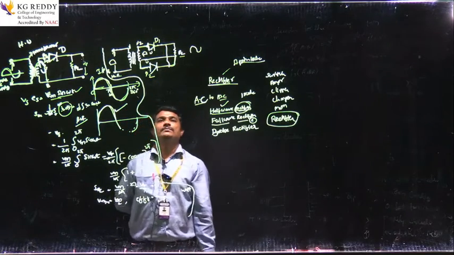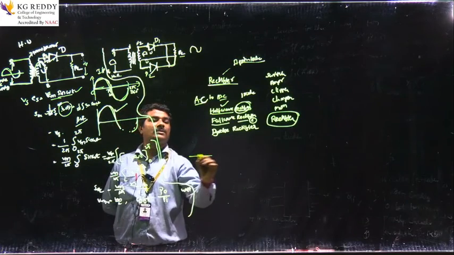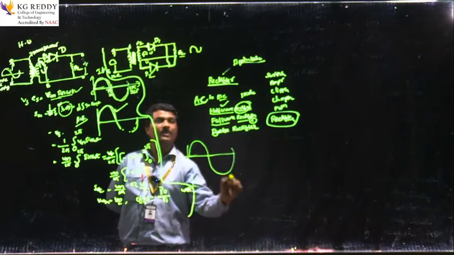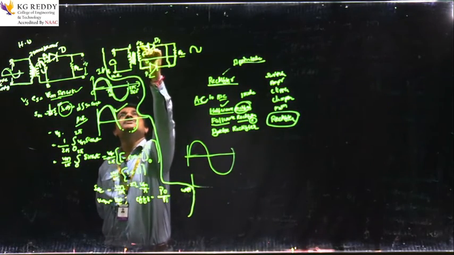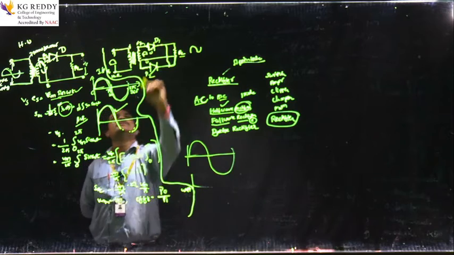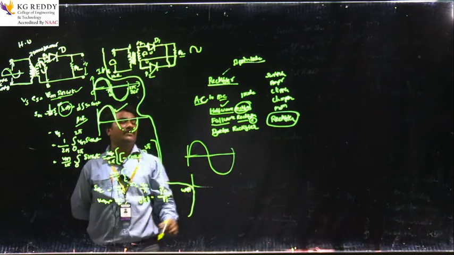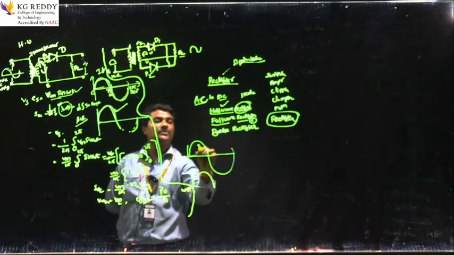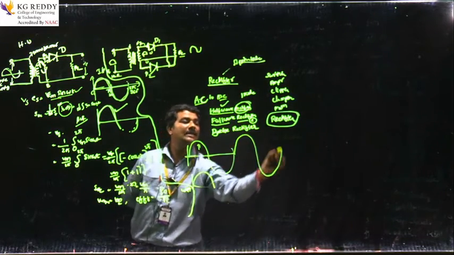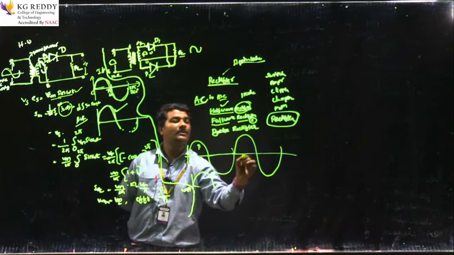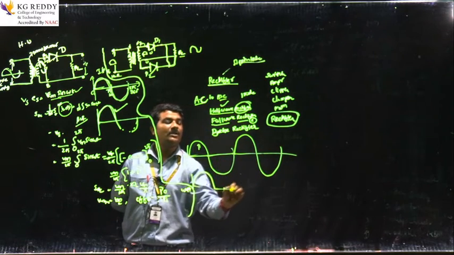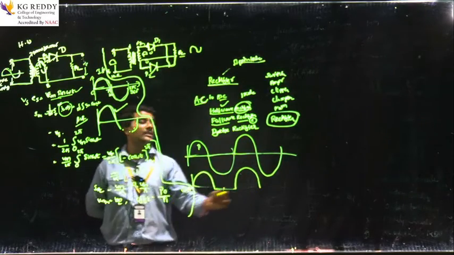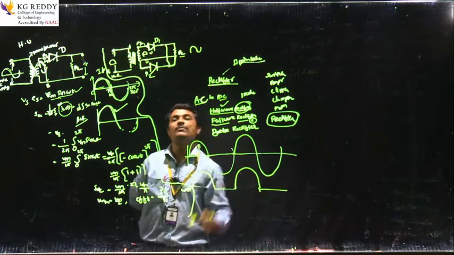For the full wave rectifier, suppose I am taking a full waveform. I am giving the positive cycle: D1 conducts and D2 is off. The output of the full wave rectifier conducts for the positive half cycle. Next I am taking one more cycle, and during the negative half cycle D2 conducts. This cycle repeats, and the waveform comes like this. This is the output of the full wave rectifier.